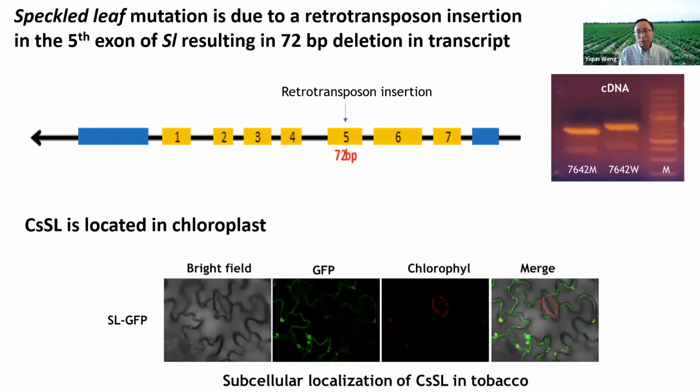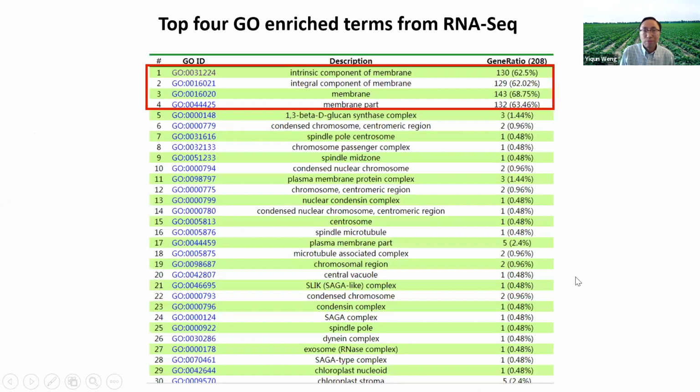We did subcellular localization of the protein and found it is located in the chloroplast. In the RNA-seq transcript profiling of the mutant and wild types, we found that the top four GO enriched terms are all related to membrane biogenesis.